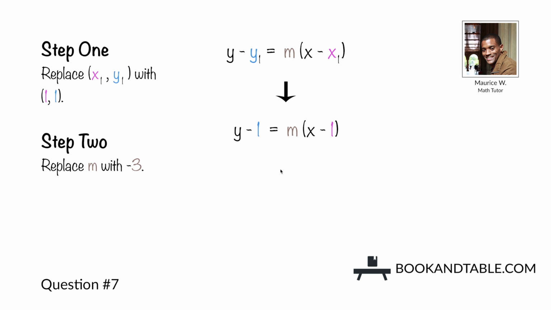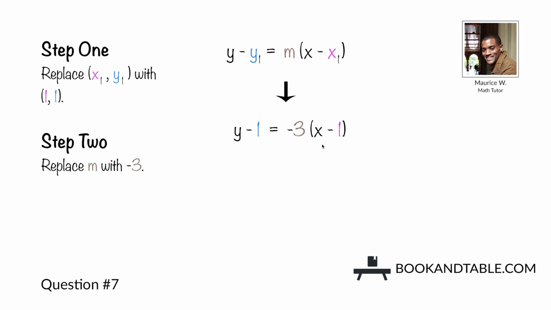For this question, you will need to use the point-slope form to find the equation of this line. The point-slope form is y minus y1 is equal to m times x minus x1. Step 1 is to replace x1 and y1 with the point that we were given, which was 1, 1. That gives us y minus 1 on the left side and m times x minus 1 on the right. Now step 2, replace m with negative 3, since m is our slope.